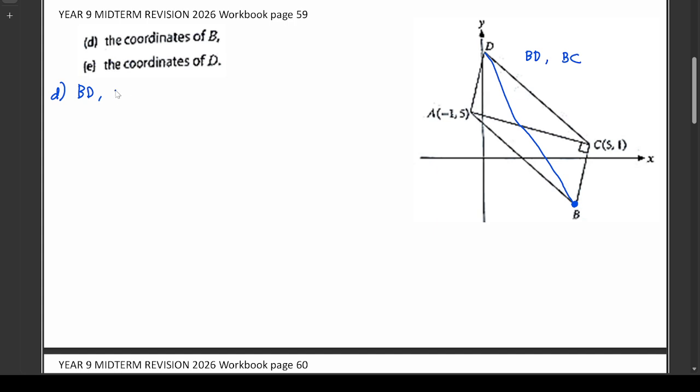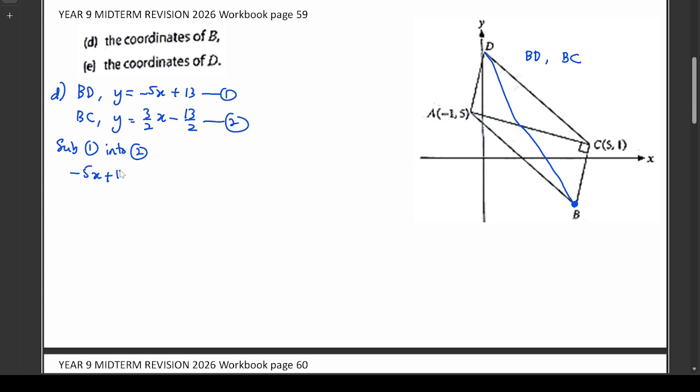So the BD equation is already a previous answer. BC is also a previous answer. So you can solve equations 1 and 2, right? Basically you substitute 1 into 2, right? So it becomes negative 5x plus this one. Okay, and then just need to rearrange and simplify.